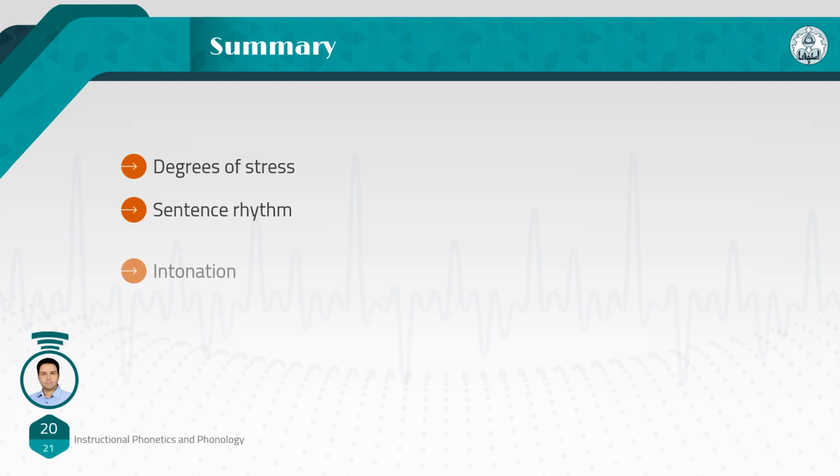And finally, we talked about intonation. We said that intonation is the pattern of pitch changes in a sentence. We also said that an intonational phrase is the part of a sentence over which a particular pattern extends.